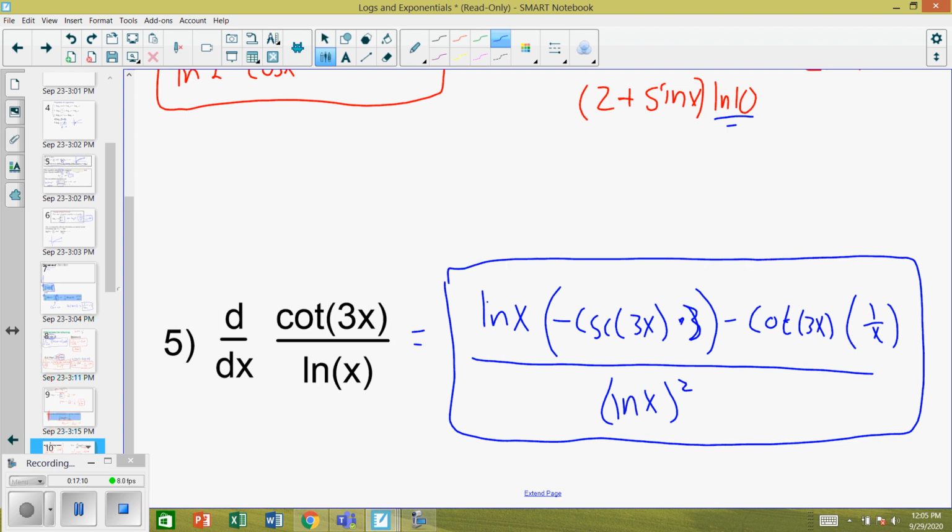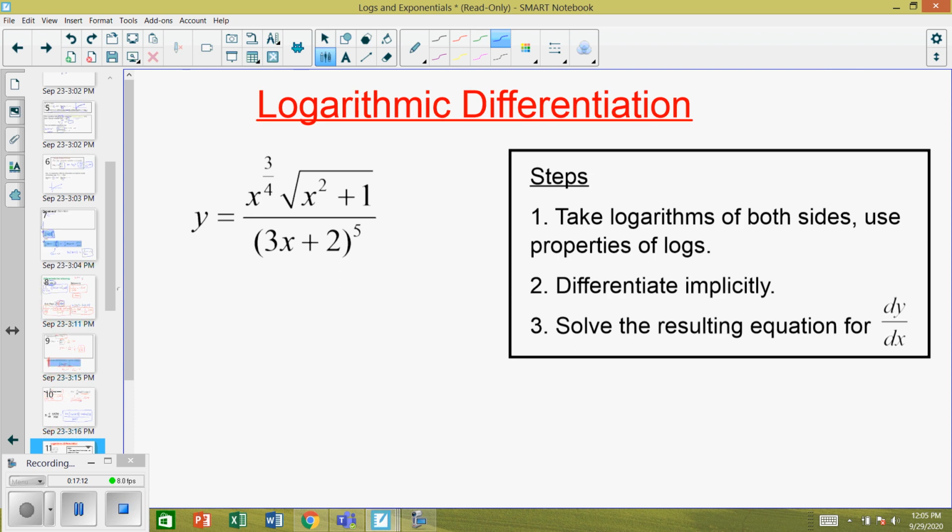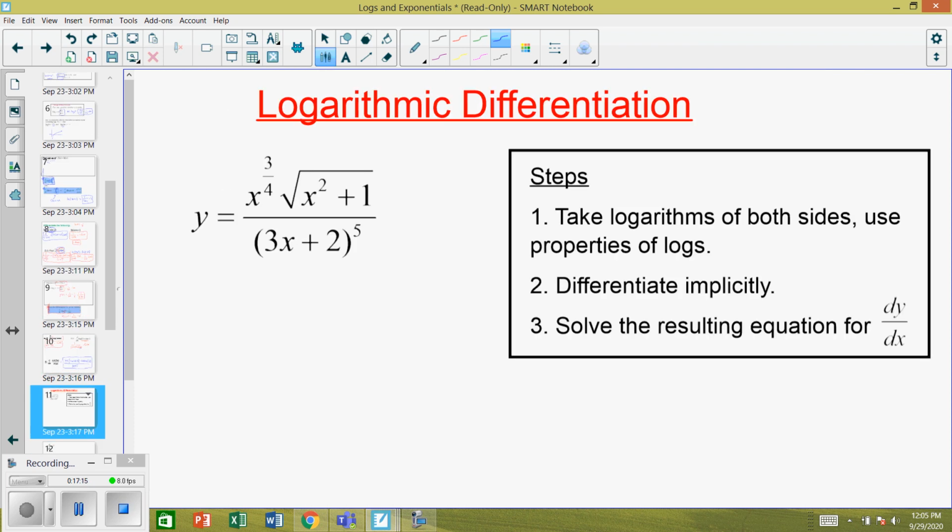All right, cool. One other thing I'm going to talk about with logs, and then we'll jump into exponents. I'm not sure how much of exponents I'm going to get to under 30 minutes, but that's okay. With logarithmic differentiation, there is a benefit to introducing logs in problems that don't normally have logs.